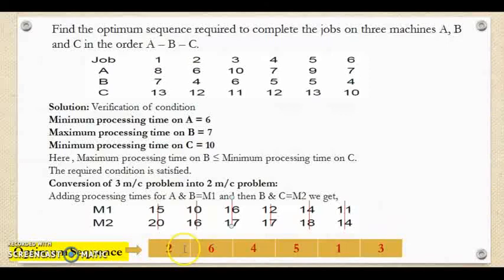So for this optimal sequence we use Johnson's algorithm for 2 machines n jobs. Okay, I hope you understood this solution.